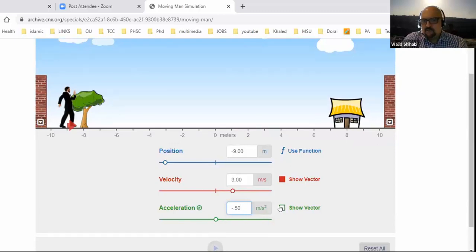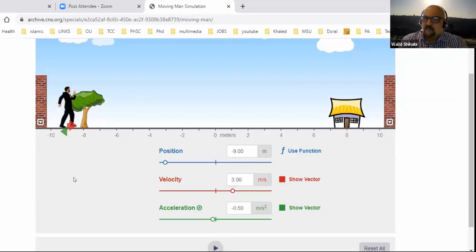So I'm going to check the box here, show vector. And this will show you the vector of the acceleration. So you can see here the green vector is the acceleration vector. It's to the left because I set it negative. Now, what do you expect here? Is the man going to move with a constant velocity? Is he going to accelerate or decelerate?